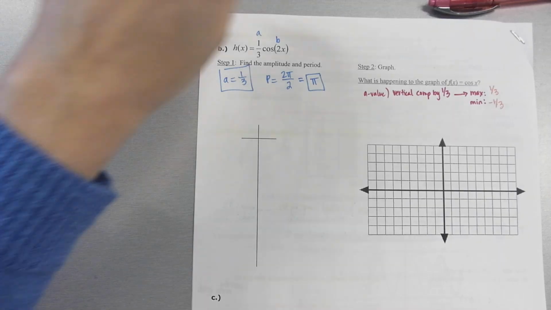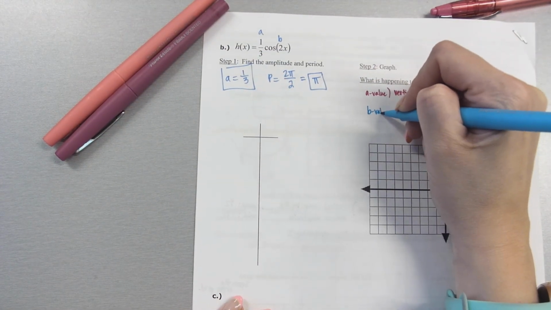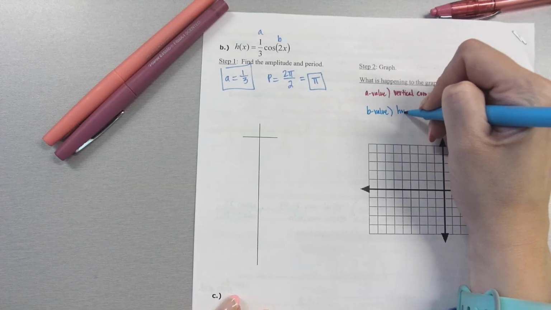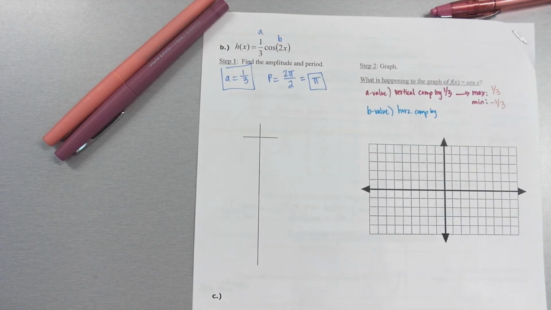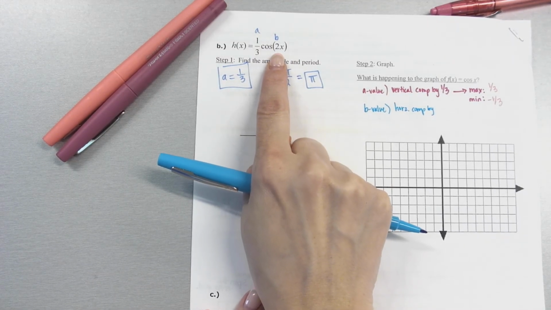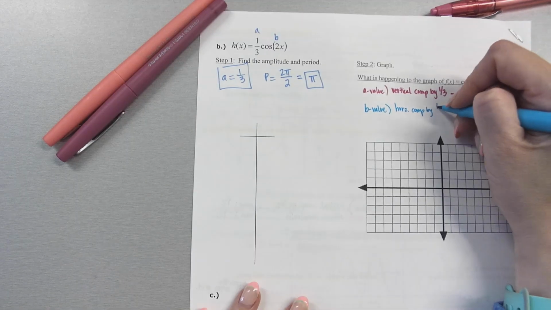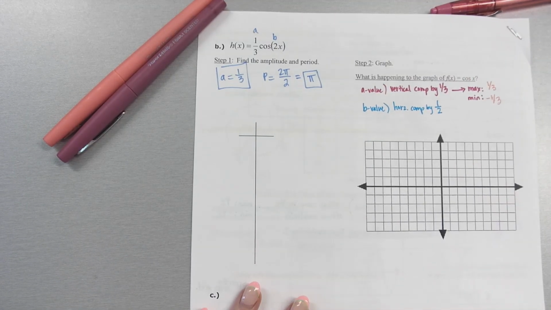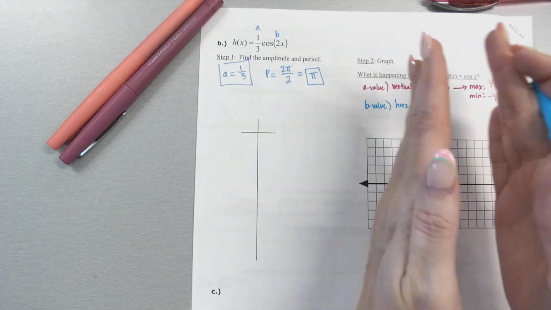Okay, and then for your B value, that is going to be a horizontal compression. How do you know it's compression? So you take the reciprocal of this value. So if your B value is 2, the reciprocal is 1/2. And if it's a fraction, it's a compression, which basically means you're taking your graph and you're pushing it together.